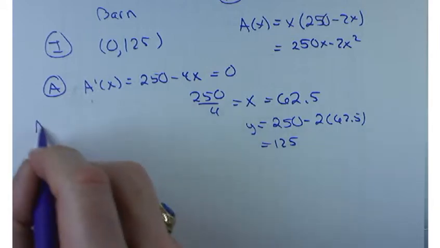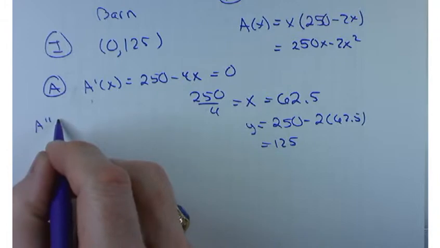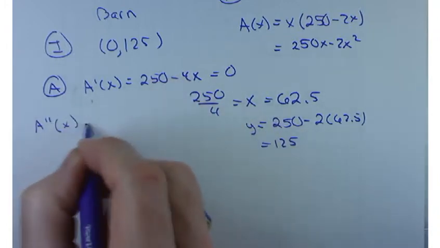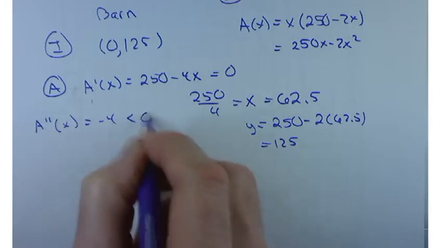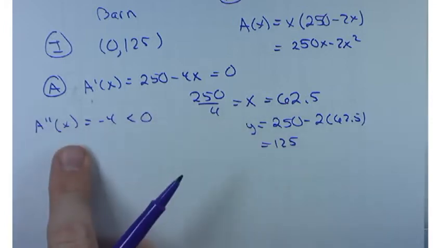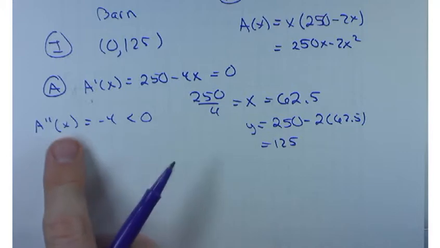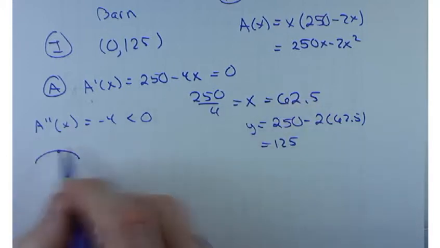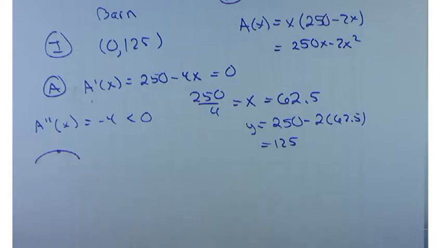But probably an easier way is to do the second derivative. So what's the second derivative here? Negative 4, which is less than 0. So what shape does our function have at this point? Concave down, which means that our critical point is actually a maximum point.